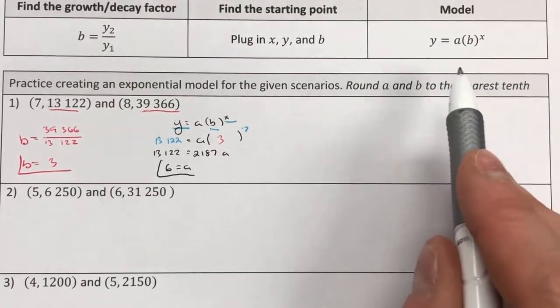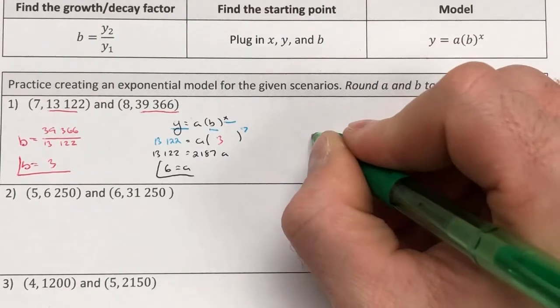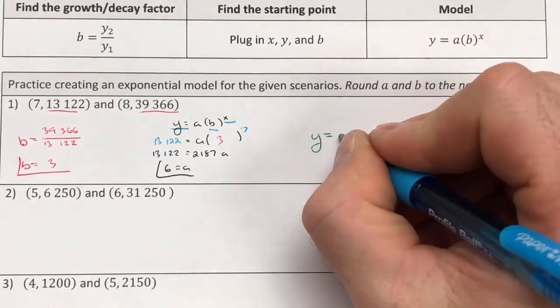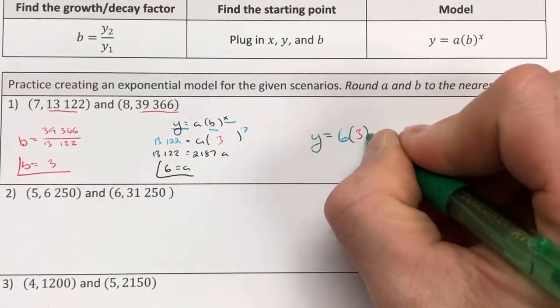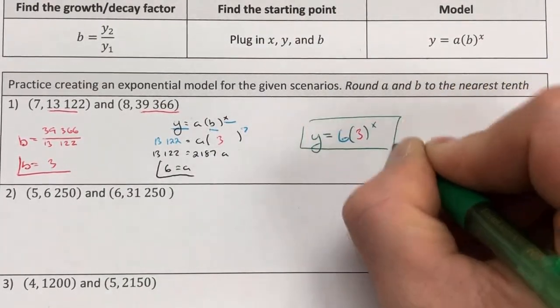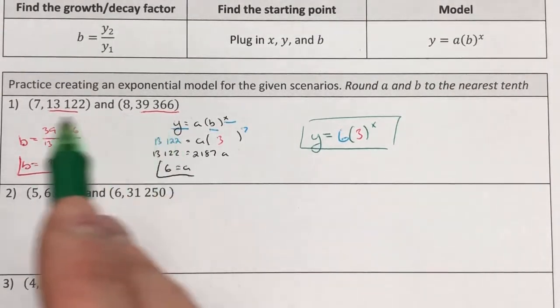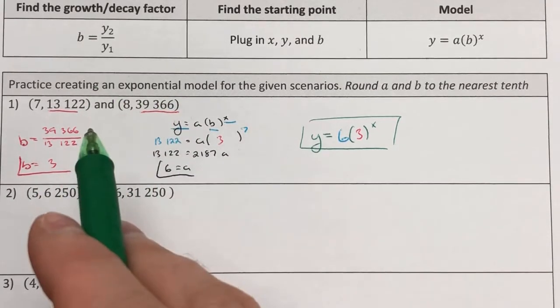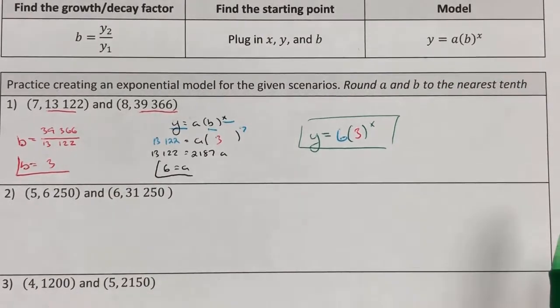After that, I'm going to model by saying, hey, my final answer, let's write this in green, is y equals my a value, 6, times my b value, which is 3, raised to the x power. And there we go. We have successfully created an exponential model. We haven't necessarily created a function for this, this is just an equation. And our a and our b were whole numbers, so we didn't need to worry about rounding them.